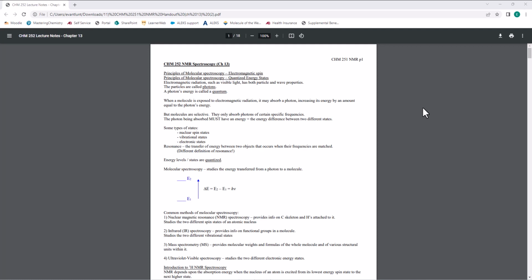In this video, we will be talking about using and interpreting NMR spectra. So we're using NMR spectroscopy. NMR spectroscopy is a very powerful tool in an organic chemist's toolbox. It can be used to identify functional groups. It can be used to identify structures of molecules. It can be used to identify purity of samples.